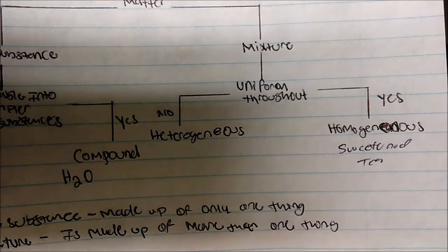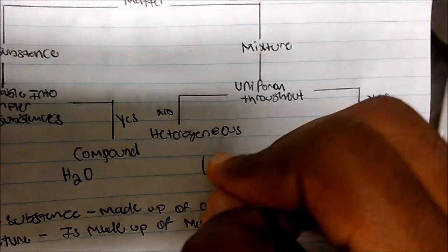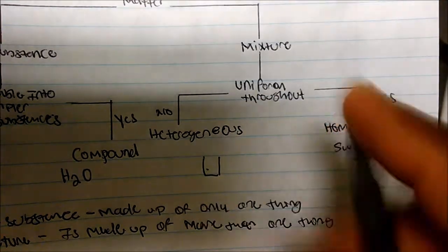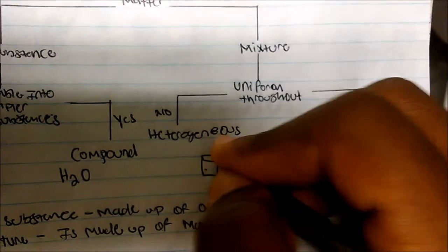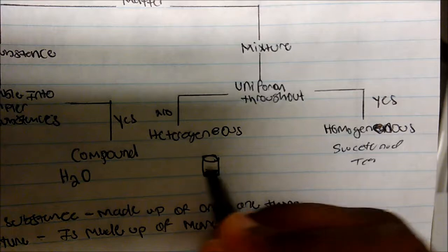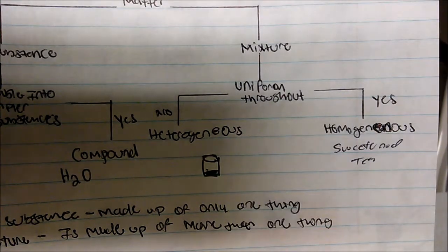Now if it's not uniform, then we call it heterogeneous, and we're going to go into depth about what these mean. An example of that would be if you have a beaker and you put water and sand in it. It's going to be very clear that the sand will settle at the bottom and I'll have water at the top. Notice that these mixtures are not mixed throughout, and you could definitely see the two differences. So that would be an example of a heterogeneous mixture.